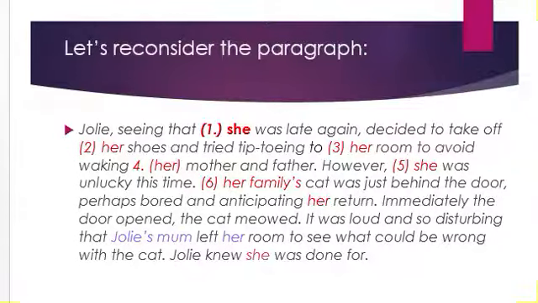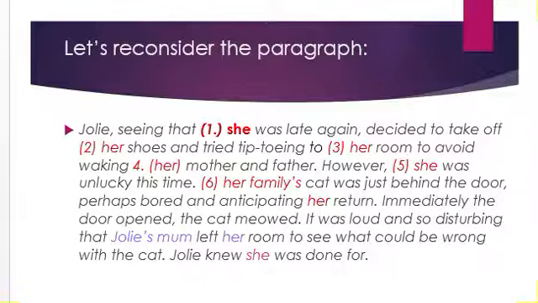Instead of saying Jolie seeing that Jolie was late again, which is vague. The meaning there is vague because you don't know how many persons we have in the paragraph anymore. But now that you have Jolie seeing that she was late again, that means we are just talking about one person, and the pronoun has been used to replace it to reduce irrelevant repetition.